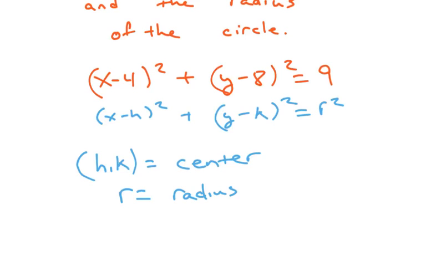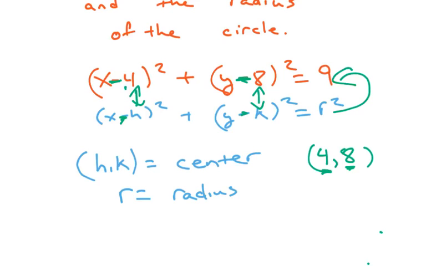Okay, so all I have to do to solve this problem is look at it and say, well, okay, h here matches with 4, so this is going to be 4, comma, k matches with 8. Notice that if these values here are negative, what we end up having to do is it's always the opposite. So if it says minus 4, then you put 4. If it says minus 8, then you put 8. So don't put negative. And the radius is r squared, so the radius here has to be 3.